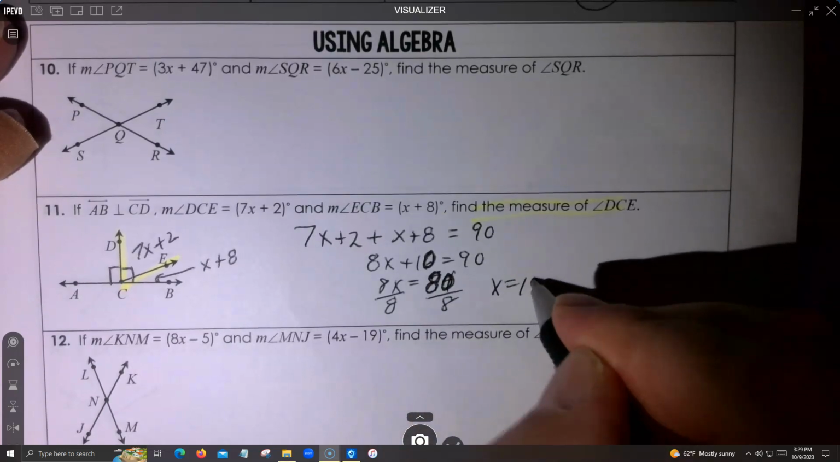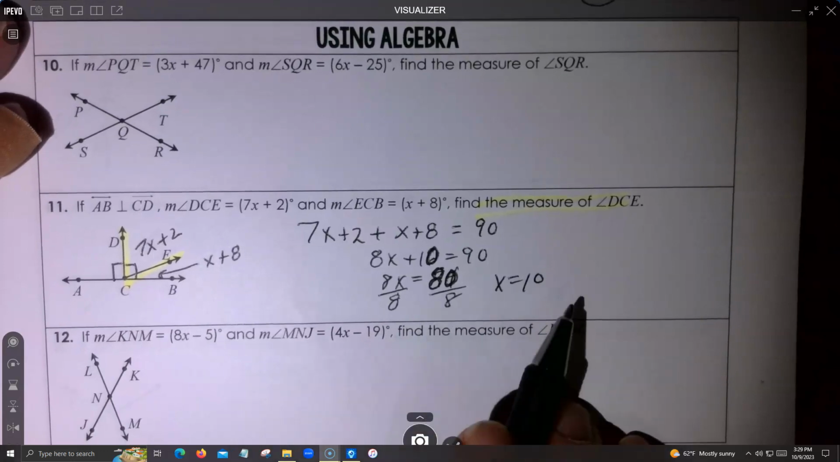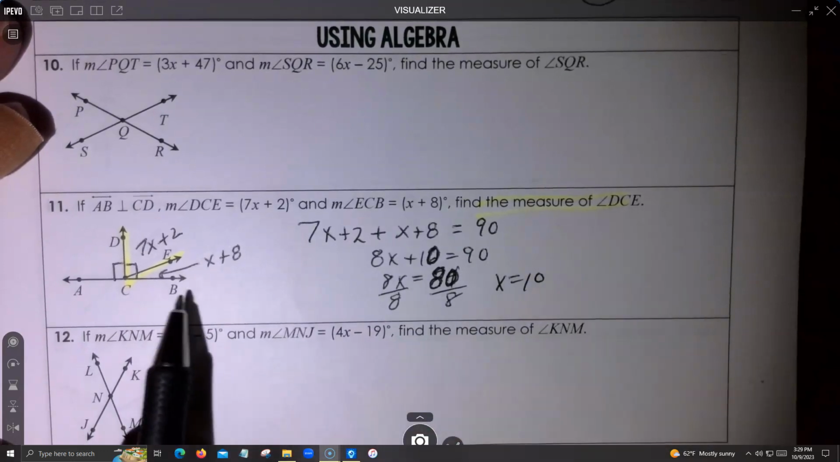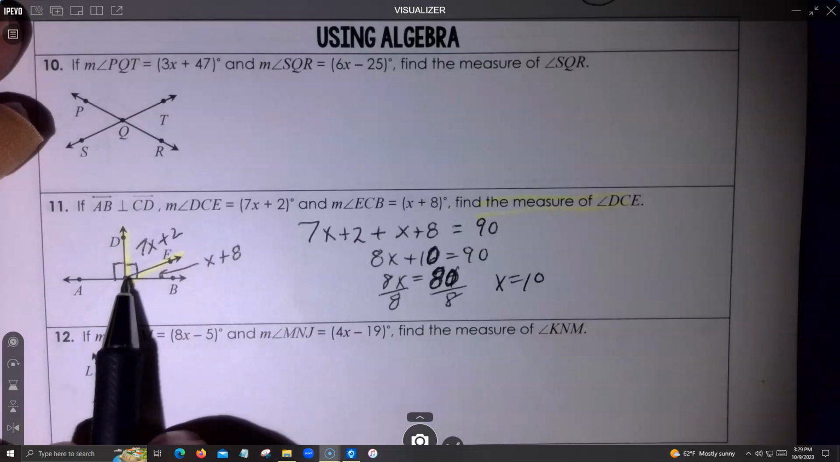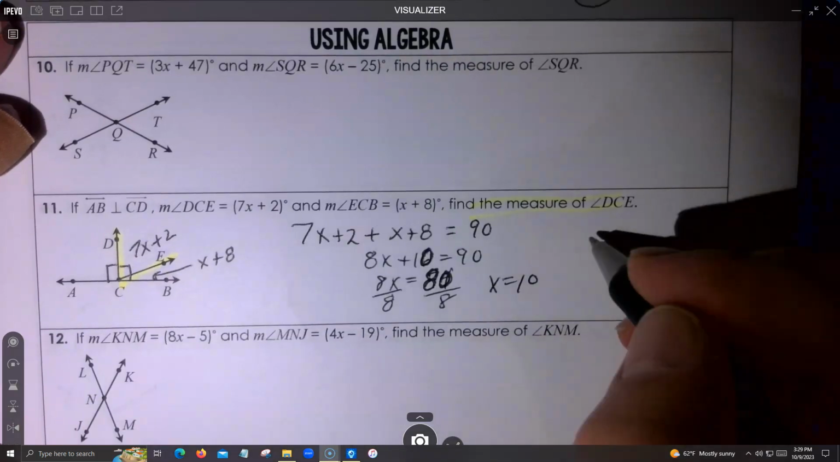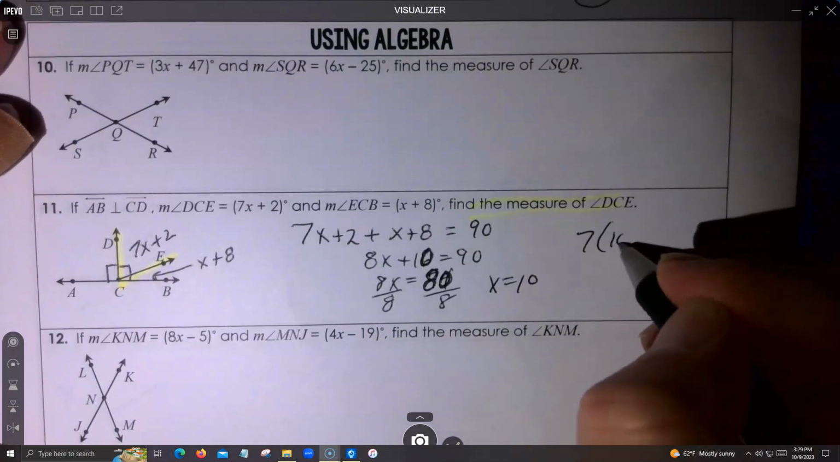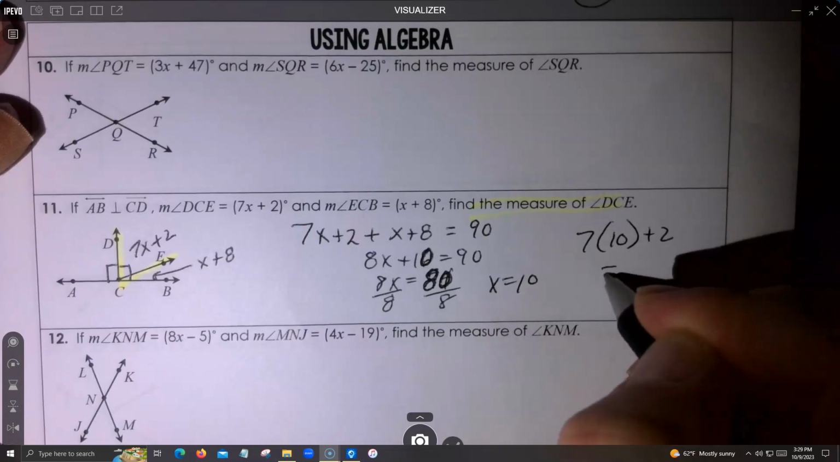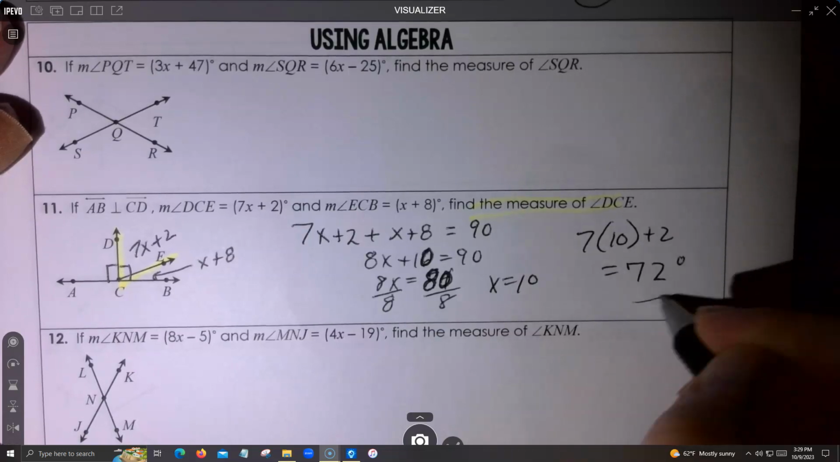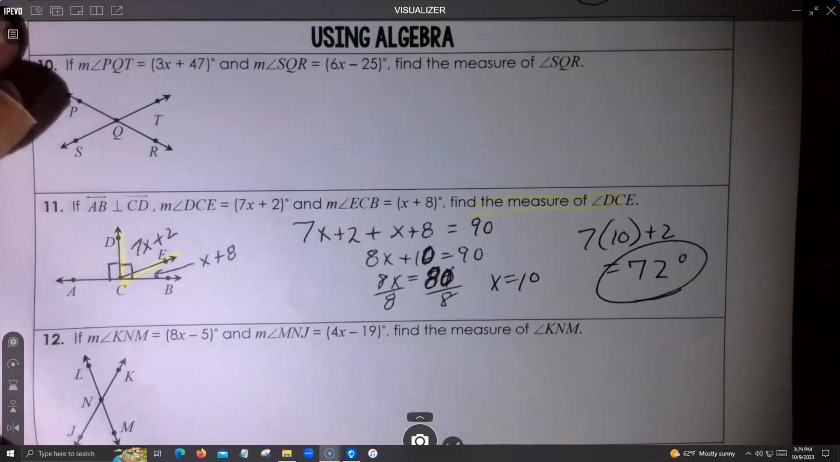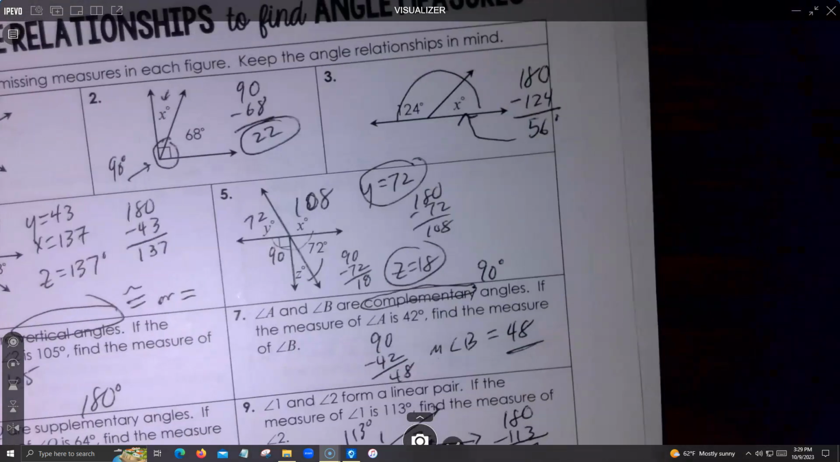All right, that seemed like a really wacko number earlier, so I knew something was up. Now I want to find DCE. So DCE is this part right here, so all I have to put in is 7 times 10 plus 2. So 72 degrees is the answer to this problem. All right, let's do number 13.